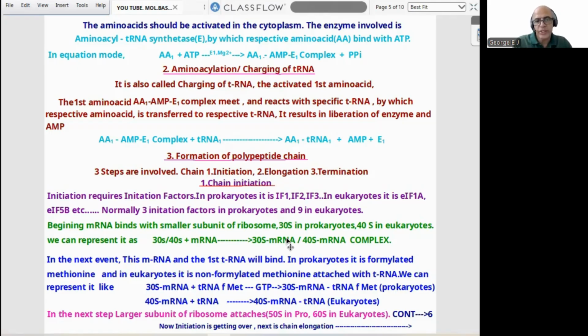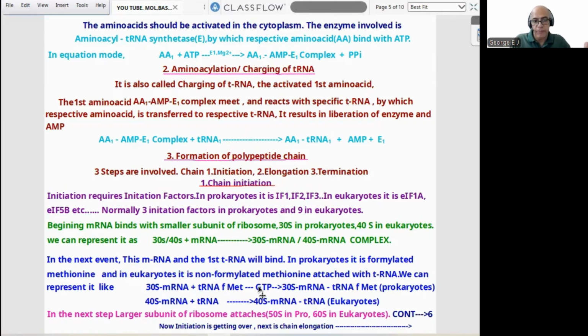In eukaryotes, it is non-formylated methionine attached to the transfer RNA. So we can represent this again as an equation, which will be convenient for you. 30S mRNA plus tRNA F-met, so in prokaryotes it is formyl methionine, with GTP energy needed, giving the 30S mRNA tRNA F-met complex. While in eukaryotes, 40S mRNA plus tRNA gives the 40S mRNA tRNA complex. This equation will be convenient for you.